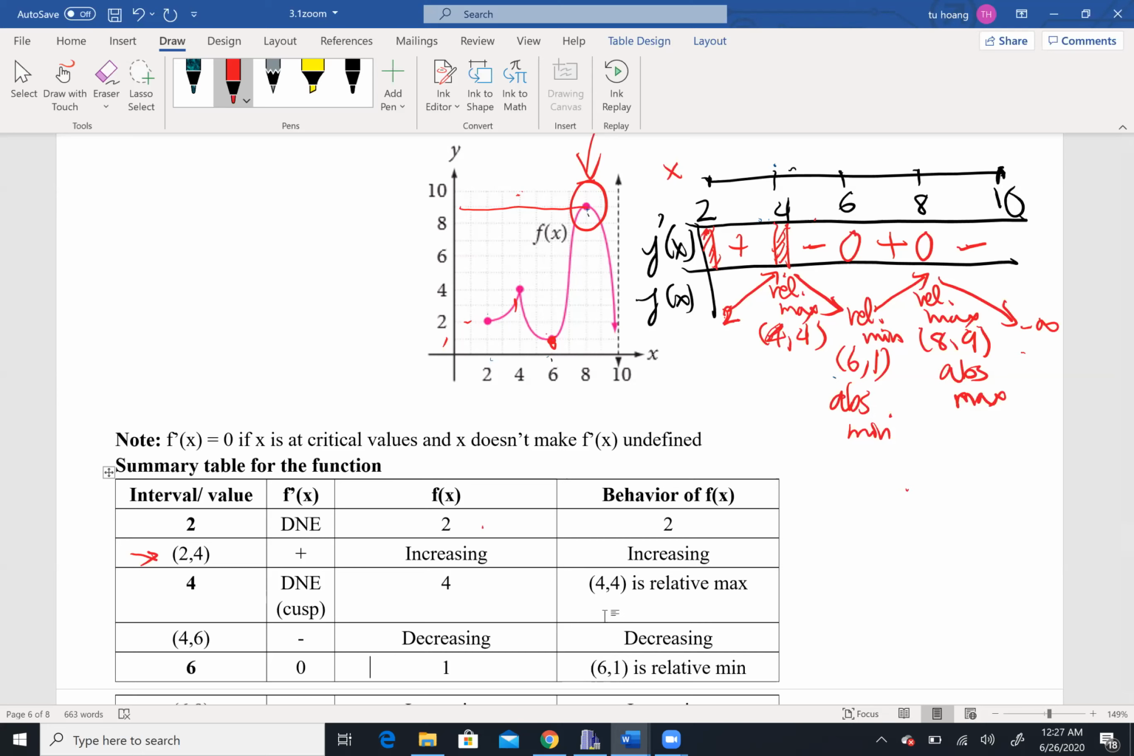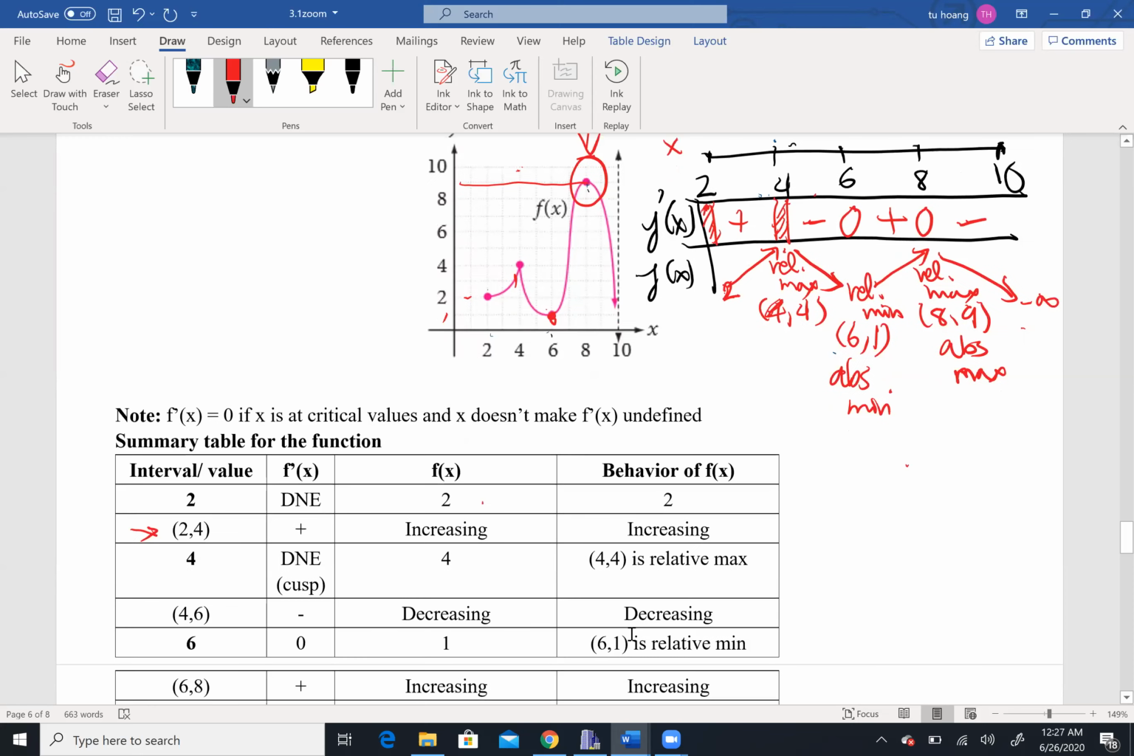Go down here, I have 4, 6, the interval from 4 to 6. I notice that the graph is decreasing there. So then the derivative f'(x) has to be negative here, and then the behavior of f(x) has to be decreasing.